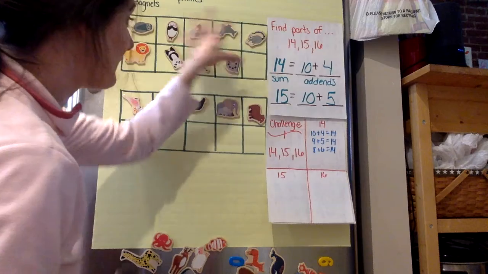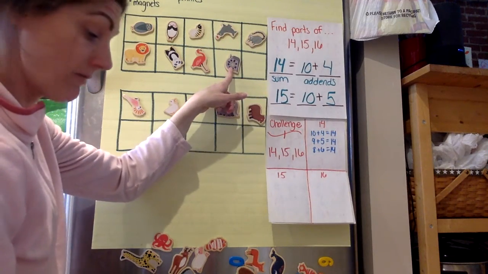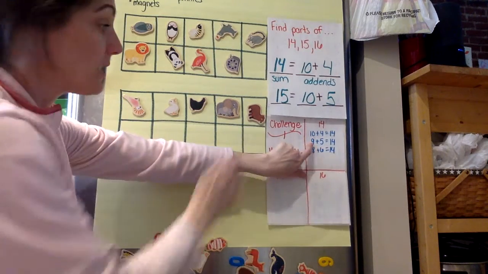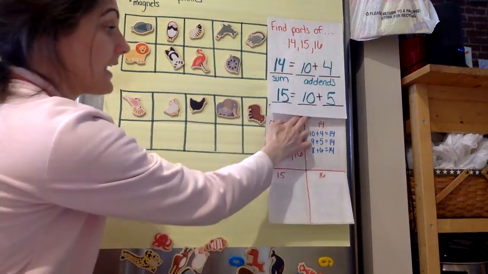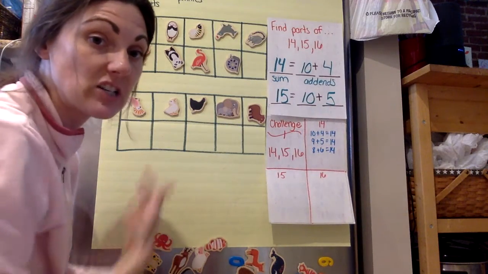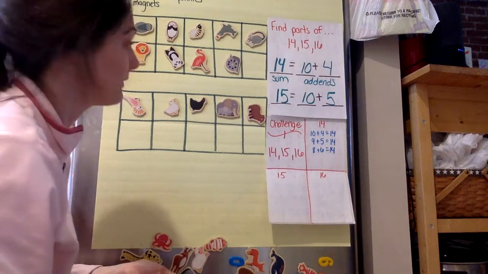So now, instead of having 10, I've taken away 1. 10 minus 1 is 9, right? So I have 9 plus 5. So 9 plus 5 equals 14. Again, my total didn't change. I've always had 14 magnets here. I'm just changing the way the groups of magnets are, so that my equation is changing.